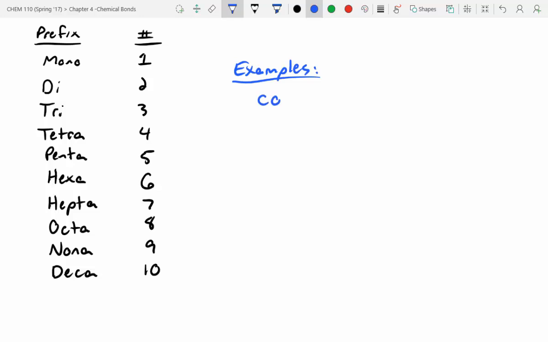So let's do this one. We got CO2. One thing I will say is I'm going to put an asterisk here. Don't use mono if it comes first. It's kind of implied.